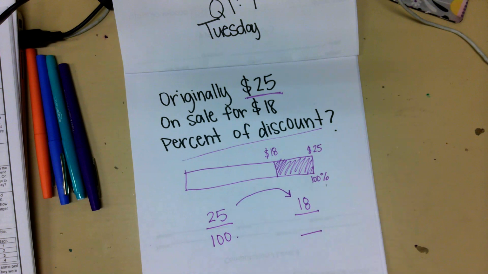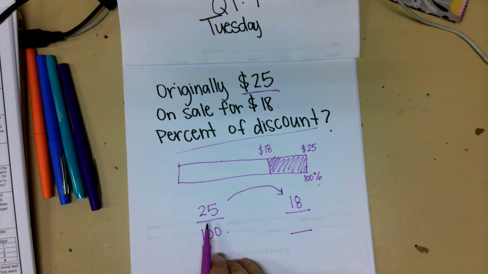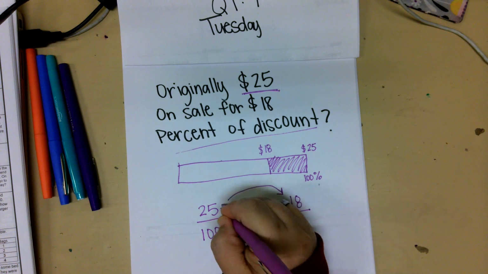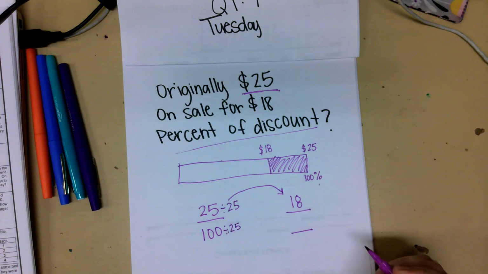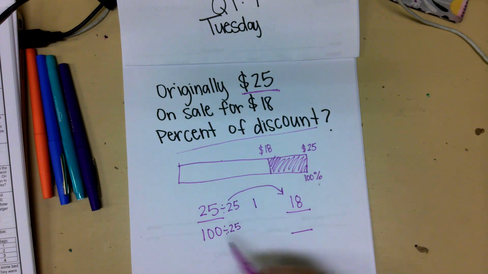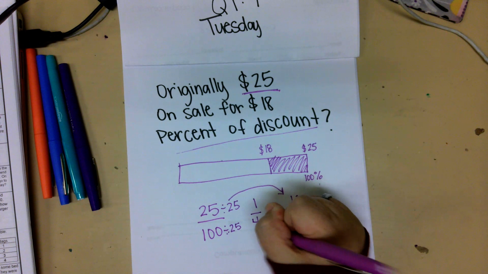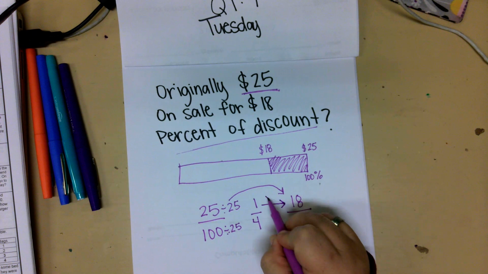And 25 to 18 is just not comfortable. So I'm going to try first and reduce this and see if I can find a number that's easier, okay? So I actually know that 25 goes into 100. So both of these are divisible by 25. 25 divided by 25 would leave me with 1, and 100 divided by 25 would leave me with 4. Now I feel much better going from 1 to 18. That's easy. That's going to be times 18.